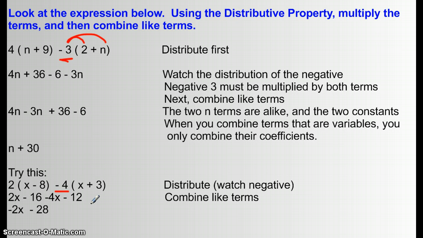Then you combine your like terms. We have 2 x terms and we have 2 constants. So we're going to combine the coefficients on the x terms. We have a 2x and a minus 4x. That becomes a minus 2x. And we have a negative 16 minus 12. That's minus 28.